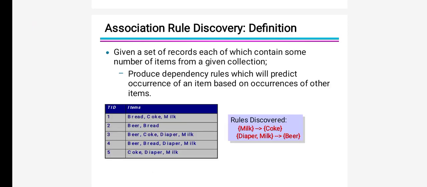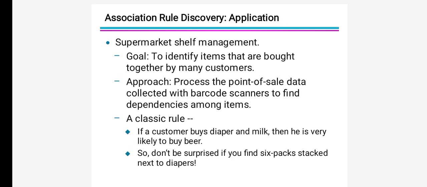Now here is association rule discovery. Given a set of records, each of which contains some number of items from a given collection, produce dependency rules which will predict the occurrence of an item based on occurrences of other items. Application: supermarket shelf management, goal, approach. A classic rule: if a customer buys diapers and milk, then he is very likely to buy beer. So don't be surprised if you find six packs stacked next to the diapers.